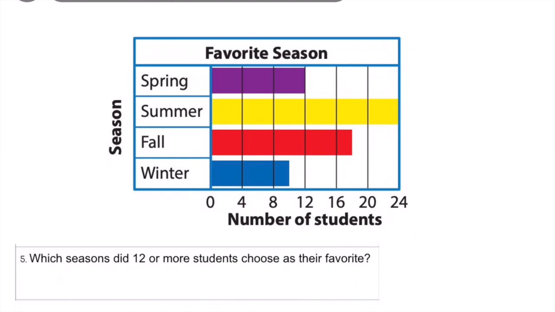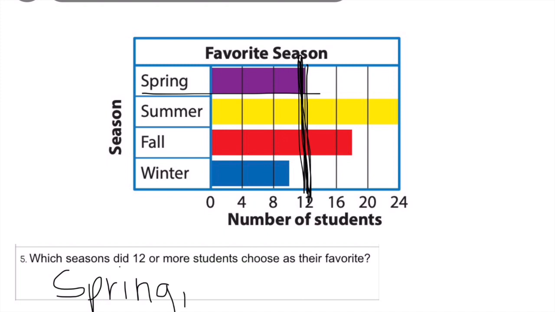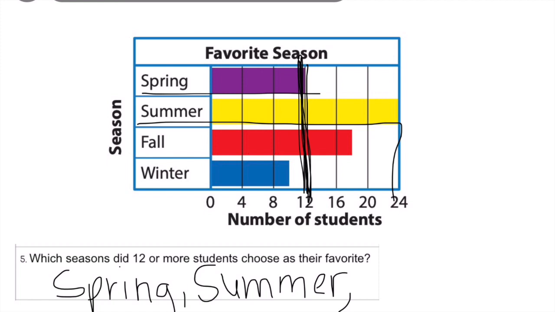And our last question, which seasons did 12 or more students choose as their favorite? So we are finding which had at least 12 students like it. It says 12 or more, so we will include spring. Spring had 12 and it says 12 or more, so it counts. Summer, definitely more than 12. And then fall, we have 16 plus 2 is 18, so that's more than 12. Winter had less than 12, so we're not going to include it.